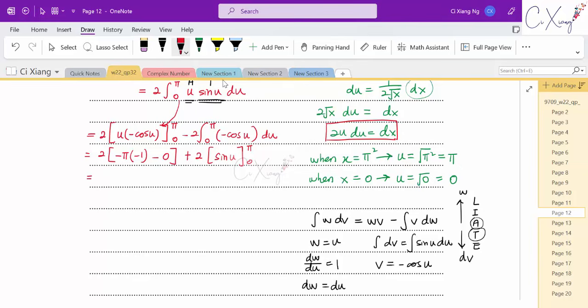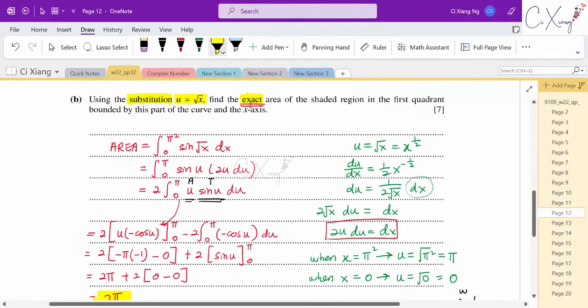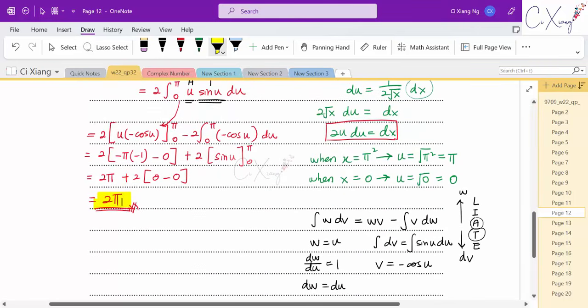Simplify the term in front, I have 2 pi. Substitute pi into u, I have sine pi. Sine pi, if you press the calculator, you get 0. Substitute 0 into sine u, you get sine 0, which is 0 as well. So the final answer for the area is 2 pi. If you look at the question again, they are asking for the exact area, therefore we should leave it in the pi form. Okay, so this is how we answer the question.